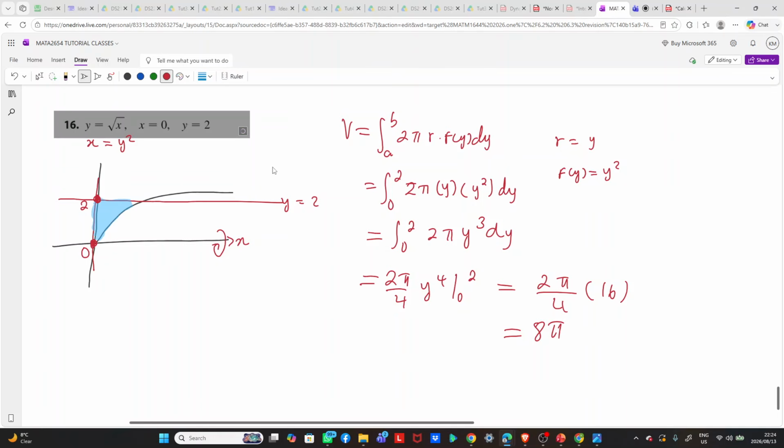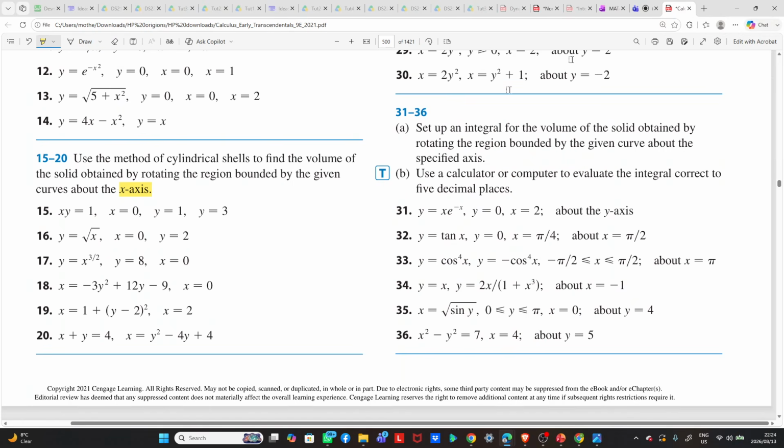Okay. Maybe this one was somewhat easy. If you want something that will challenge you, you can try doing it and see if you can comprehend that. Okay. So I did about the y-axis and x-axis.